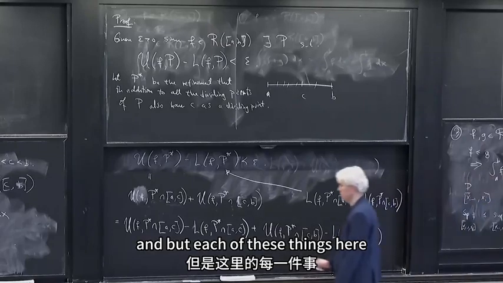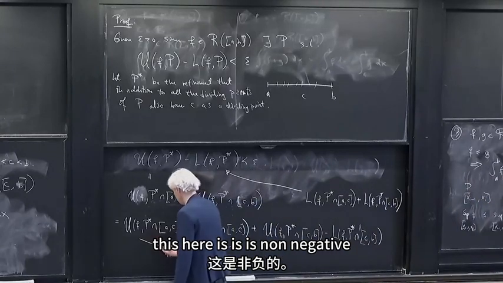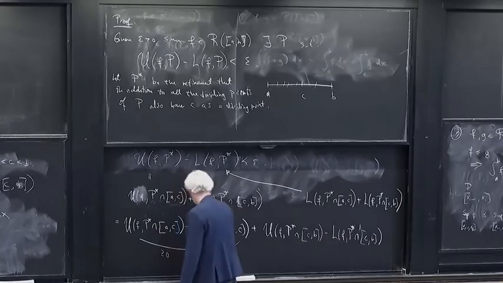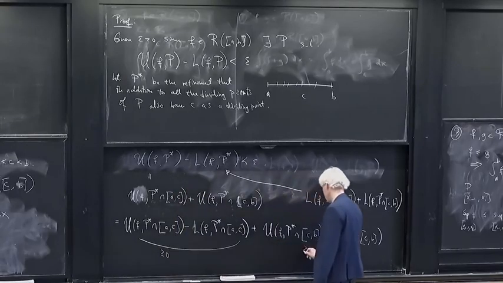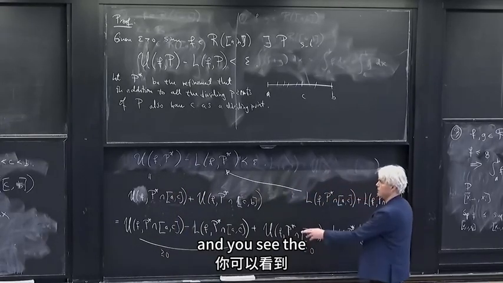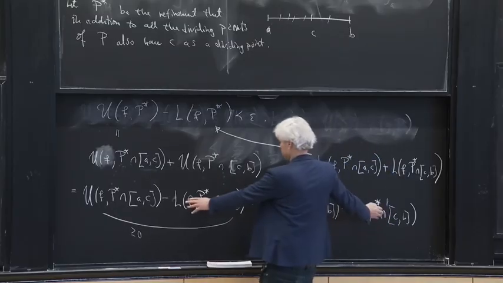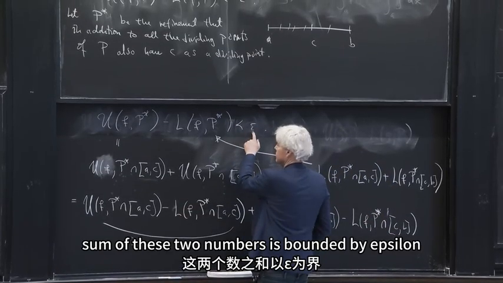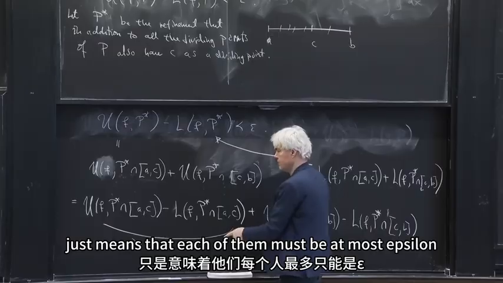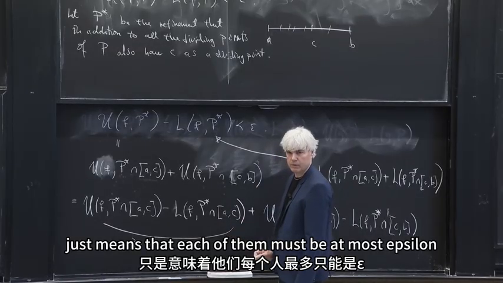But each of these things here is non-negative. This here is non-negative. And you see the sum of these two numbers is bounded by epsilon. So it means that each of them must be at most epsilon, right?